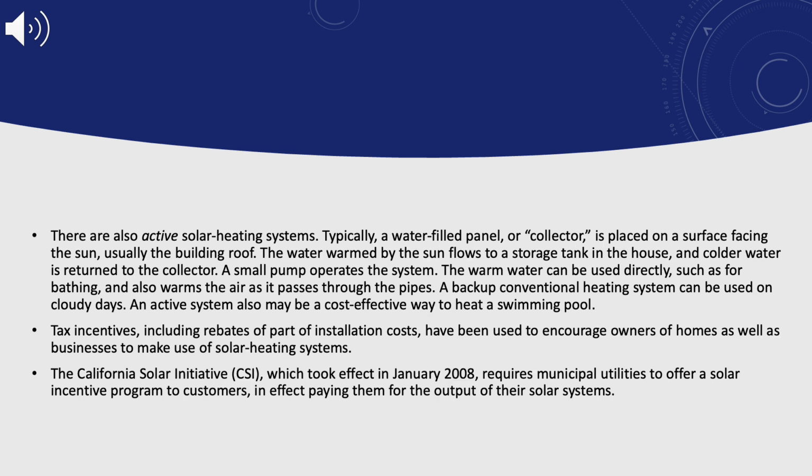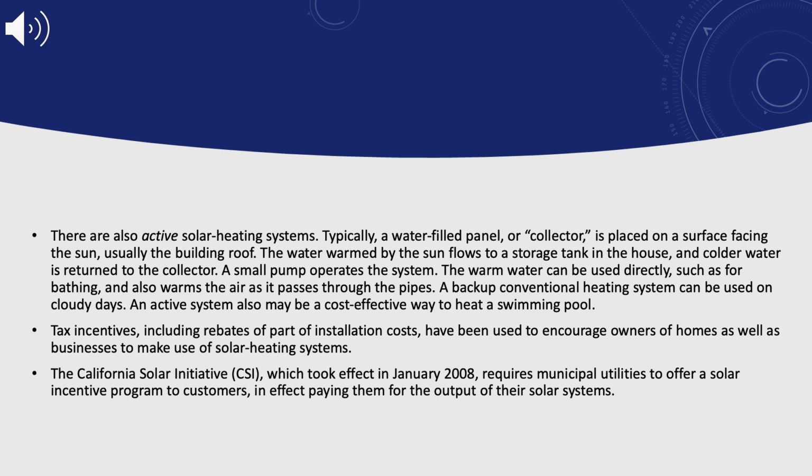There are also active solar heating systems. Typically a water-filled panel or collector is placed on a surface facing the sun, usually the building roof. The water warmed by the sun flows to a storage tank in the house, and colder water is returned to the collector. A small pump operates the system. The warm water can be used directly, such as for bathing, and also warms the air as it passes through the pipes. A backup conventional heating system can be used on cloudy days. An active system also may be a cost-effective way to heat a swimming pool.